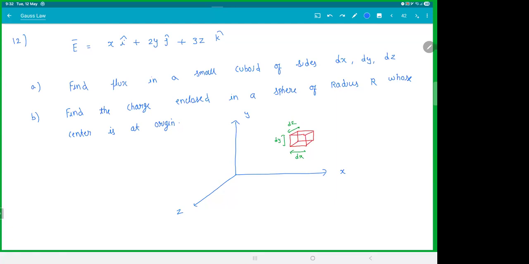It won't be zero, right? The field is not uniform. Think about it. With x, the field is increasing, right? The number of lines on the left and the number of lines on the right will not be the same. As x increases, you get more and more field lines. That means somewhere in between there is a charge, generating more field lines.